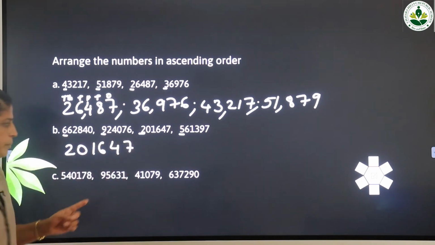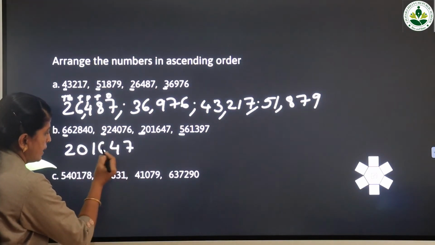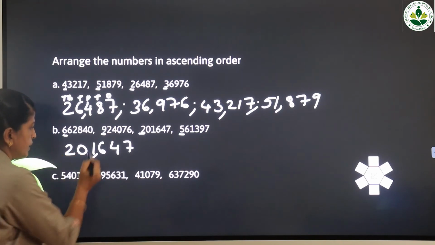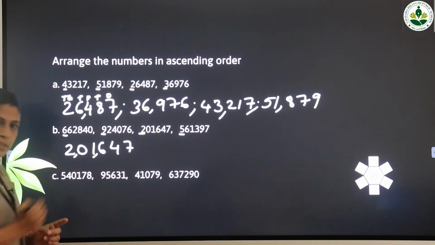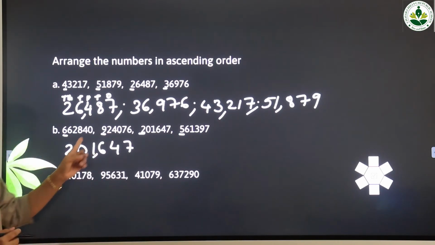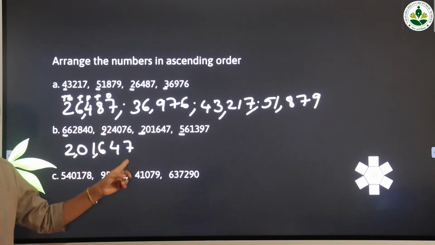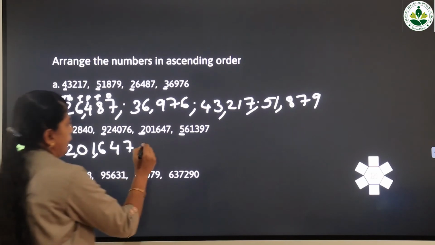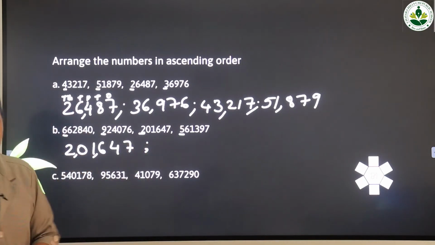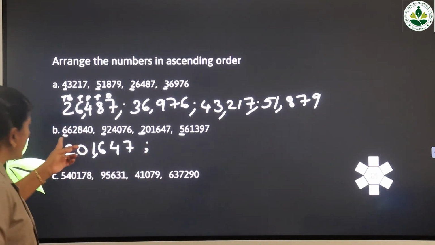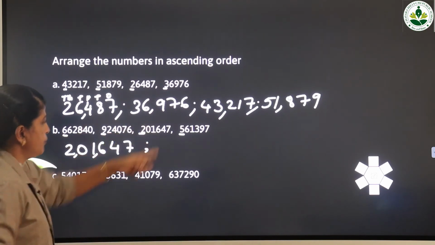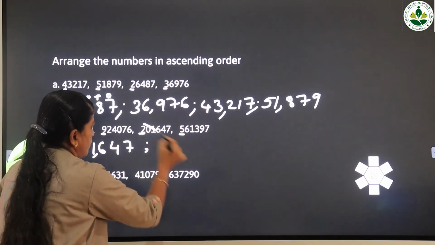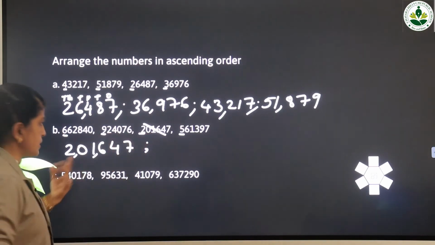How do you read that number? That is ones, tens, hundreds, then put a comma, thousands, ten thousands, put a comma. Then how do you read? 2,01,647 is the smallest number among these numbers. Then the next smallest number we need to find out. We have already written that, therefore just cross that number.